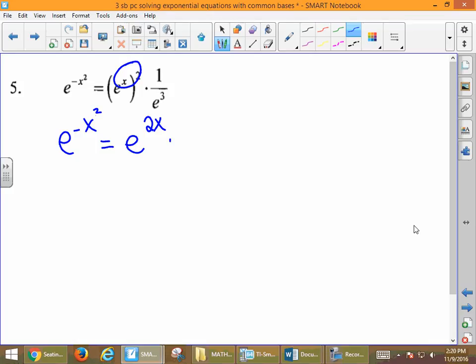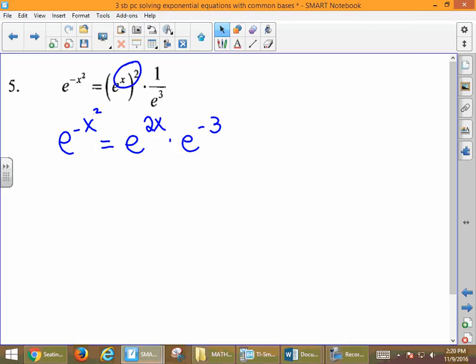And then we've got 1 over e cubed. Well, we can flip and change the sign on the exponent. This would become e to the -3. Be careful on the second one here. e to the x squared. When you superpower it, you multiply it. But now that we have that, we have like bases.